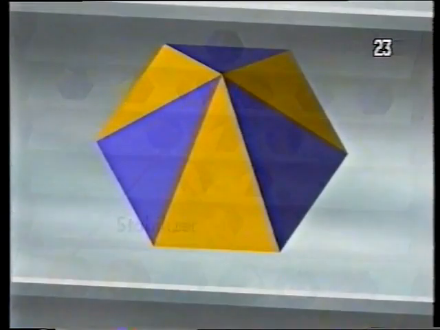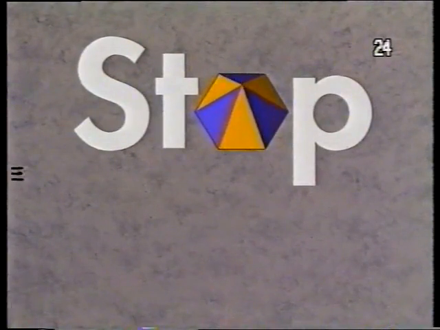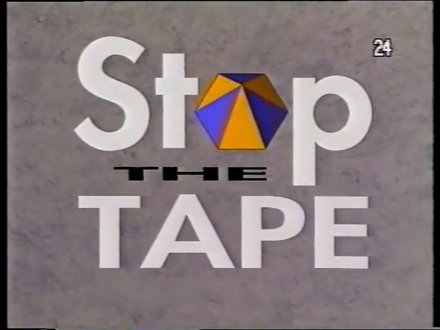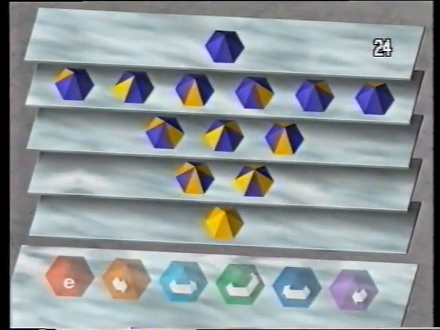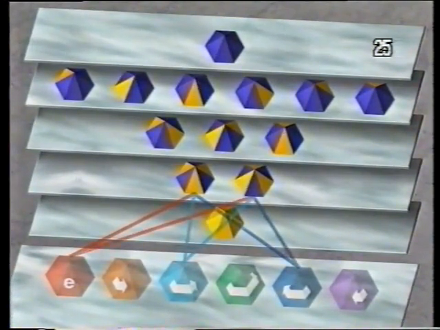What about this colouring? Which symmetries don't affect it? Stop the tape and work out its stabiliser. You should have found that the stabiliser of this colouring contains three symmetries: the identity, and the rotations through two faces anti-clockwise, and through two faces clockwise. In fact, both the colourings in this orbit have three symmetries in their stabiliser.